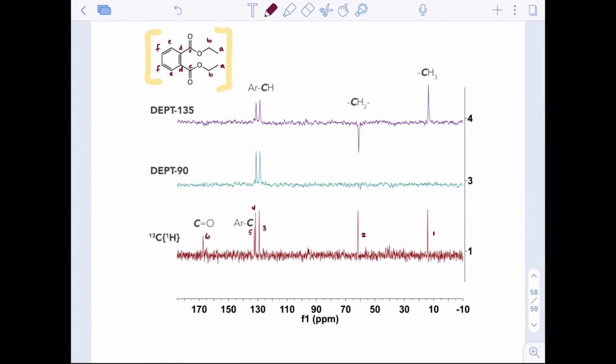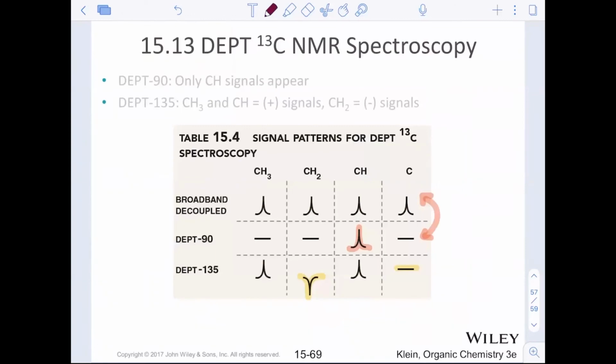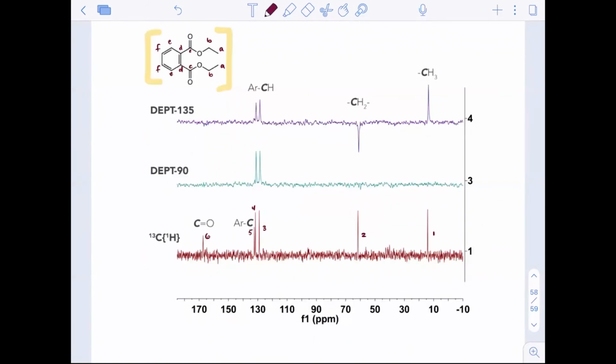So again, referring to our table that we just saw way up here, table 15.4, what we want to be able to do is identify which groups are carbons, which ones are CHs, which ones are CH2s, and which ones are CH3s. So without looking at the structure right now, let's just start to identify what we see in comparison from the decoupled carbon-13 NMR to the DEPT 90.